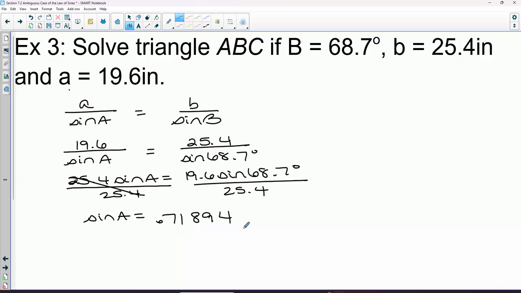Is it possible for sine A to be 0.71894? Yeah. If there is no triangle that exists, this is the step where you're going to find it, because you'll have something bigger than 1 right here. So we can find it. We know that sine is positive in both quadrants 1 and 2. So now we have to get our reference angle. How do we get the reference angle? Sine inverse.